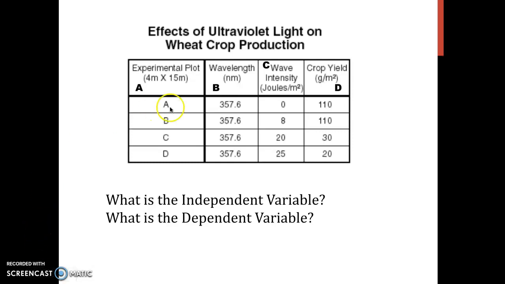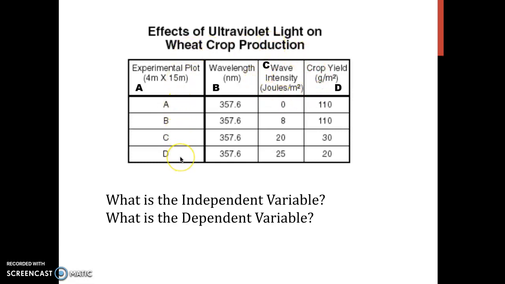So when I look at the data table, I see we have 4 plots, A, B, C, and D. They're all the same size, so they're all starting out the same. This would be our control, right? Then what we are doing is ultimately seeing how much crop will get produced in terms of weight in grams for every square meter of space. And so we're looking at the wavelength of light that's going to hit that plot to ultimately help our crops grow. And then we're also looking at the wave intensity.